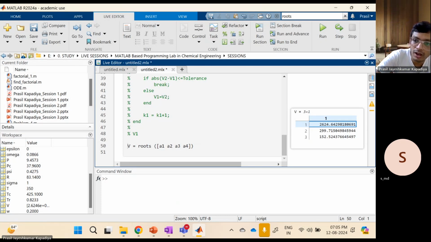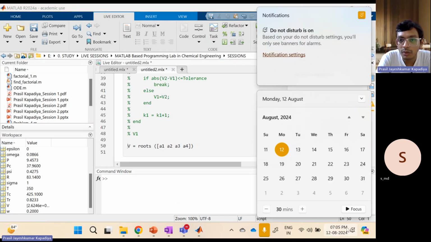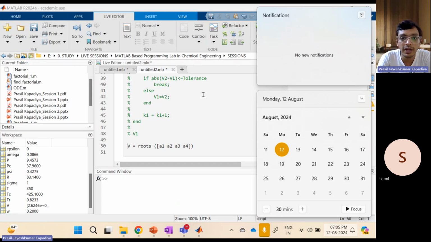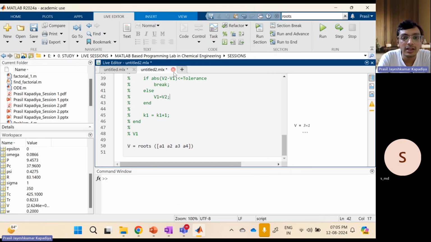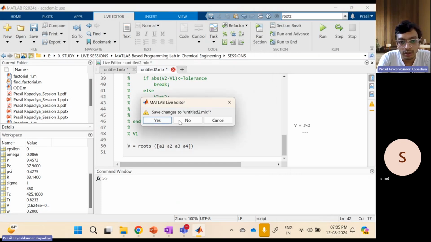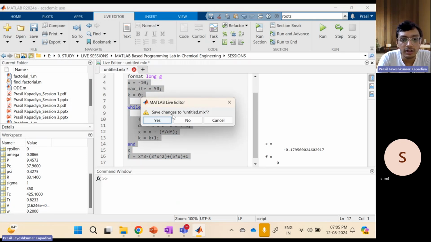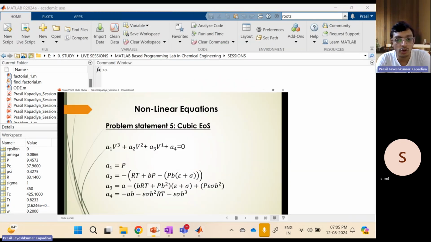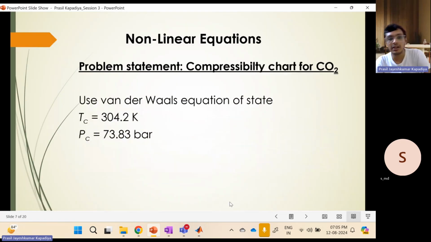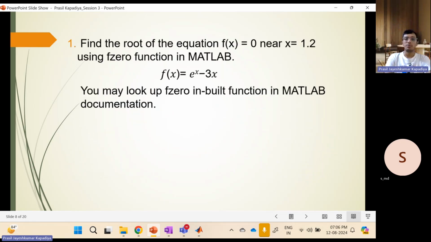So I have one more problem statement ready, but before proceeding ahead with our problem statements, let's do one thing. Let's go to the question answers that we will try to solve. This problem we will take later. This one, compressibility chart. Let's go to the problem.